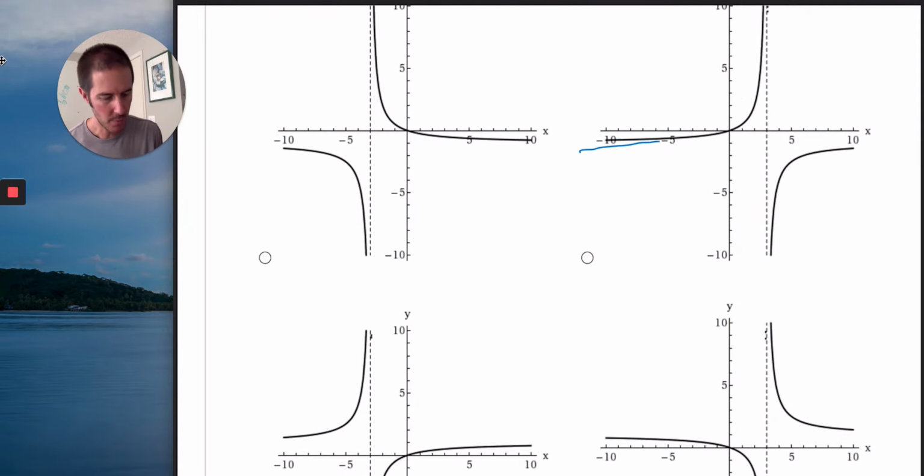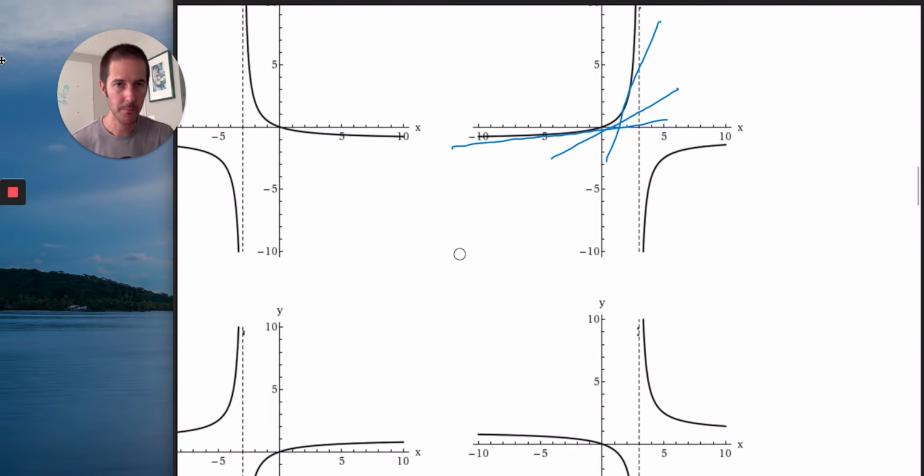Look at my tangent line. Sorry, my tangent line has a positive slope. This tangent line, positive slope. This tangent line, positive slope. On the bottom right portion of the graph, positively sloped tangent lines.